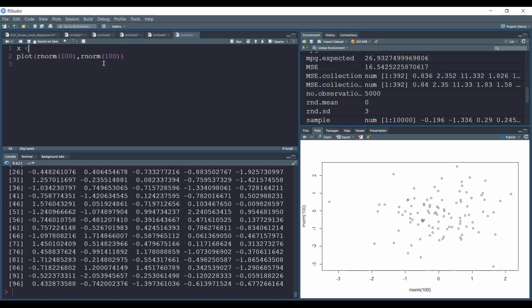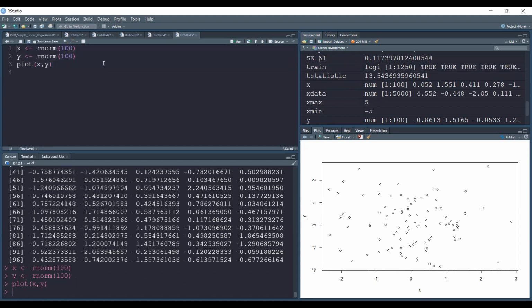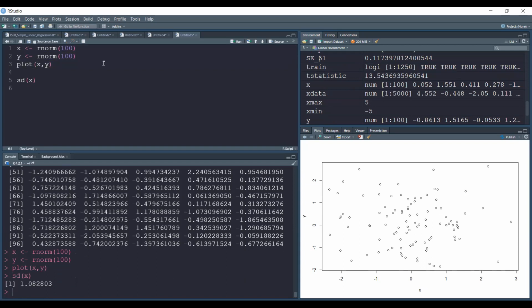Yeah. Why don't we do them separately? So this is our x variable, our y variable, and now you can calculate the standard deviation. Is that the command? sd. Okay, so you have 1.08, the standard deviation of y.